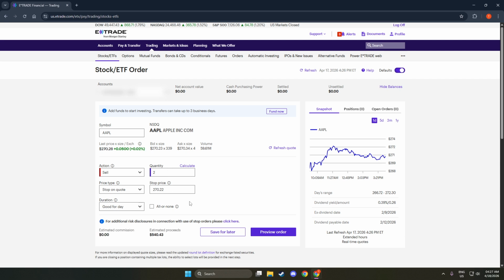Choose your quantity. You can select all shares if you want to protect the entire position, or enter a partial amount if you prefer to scale out and keep some exposure.